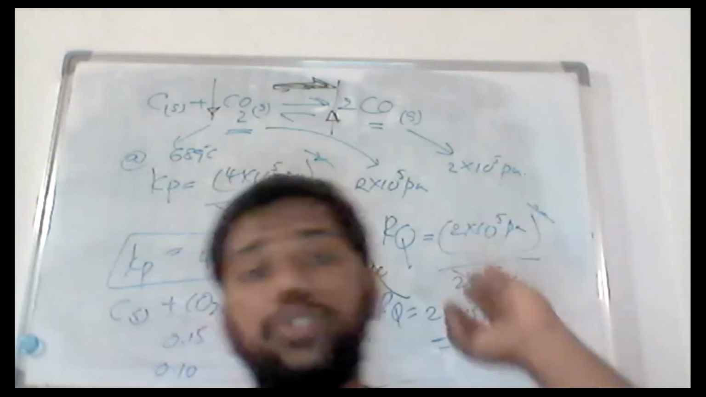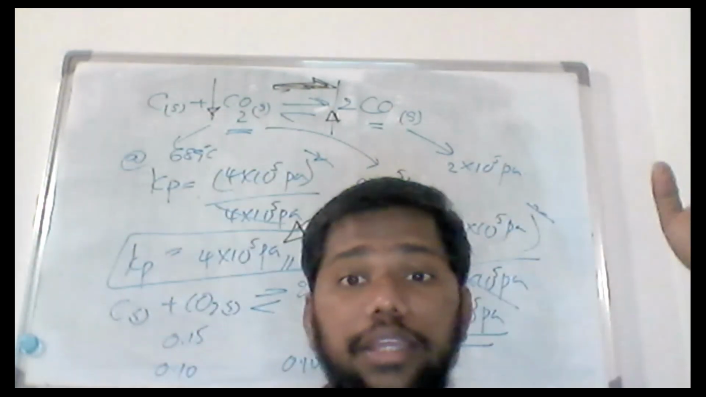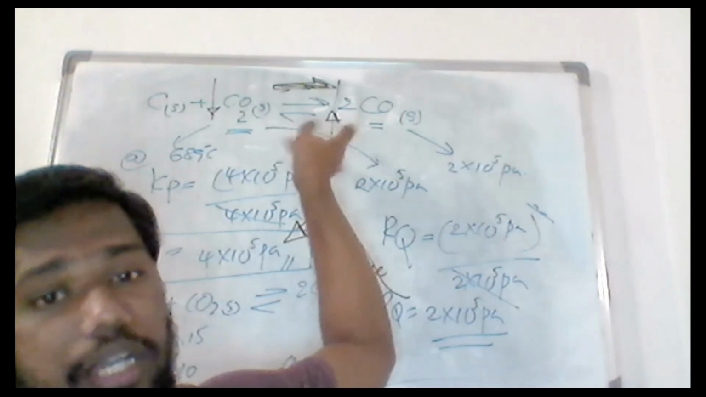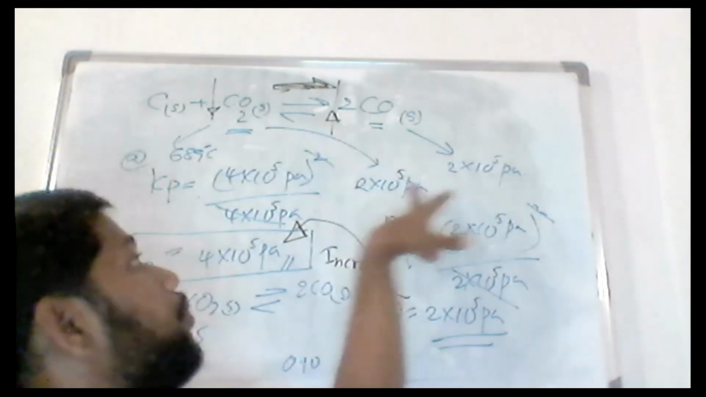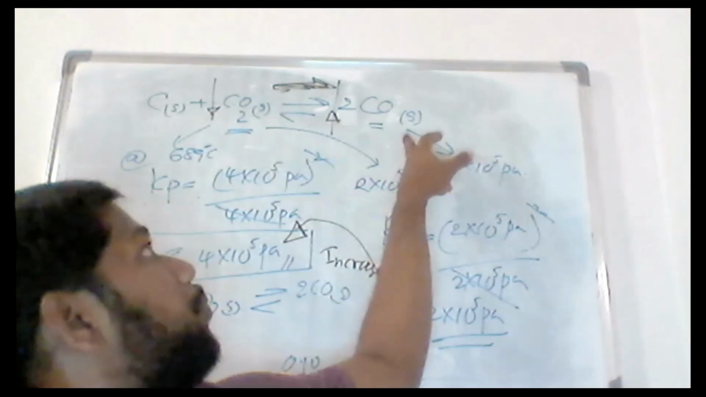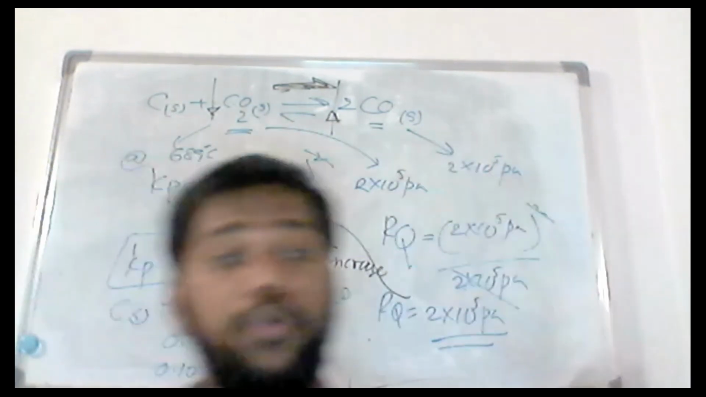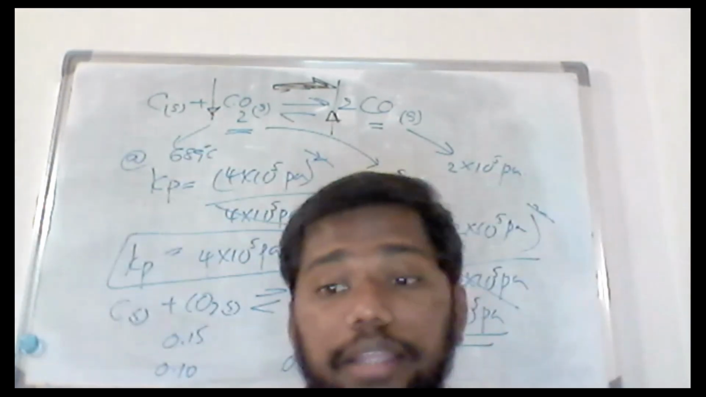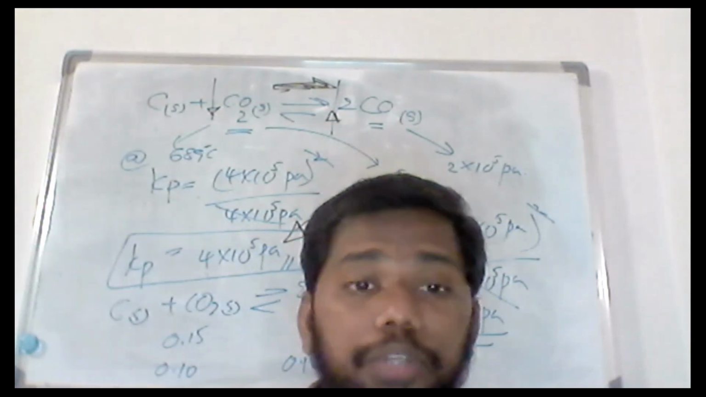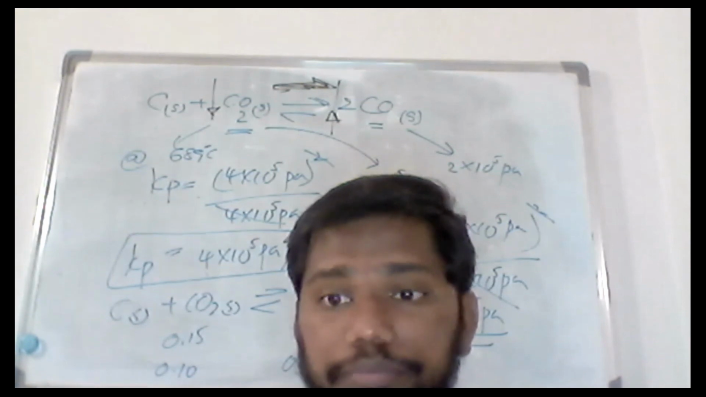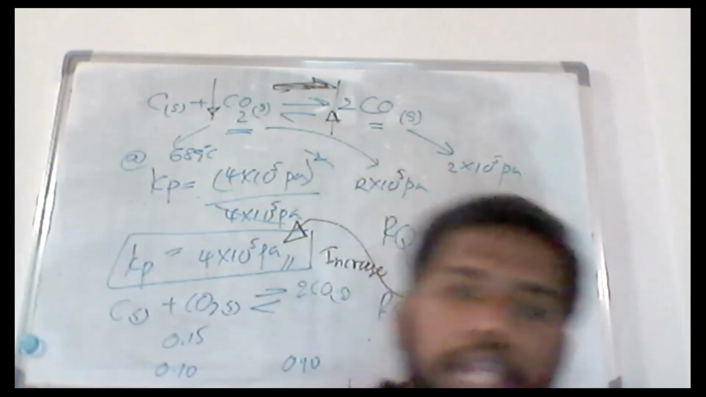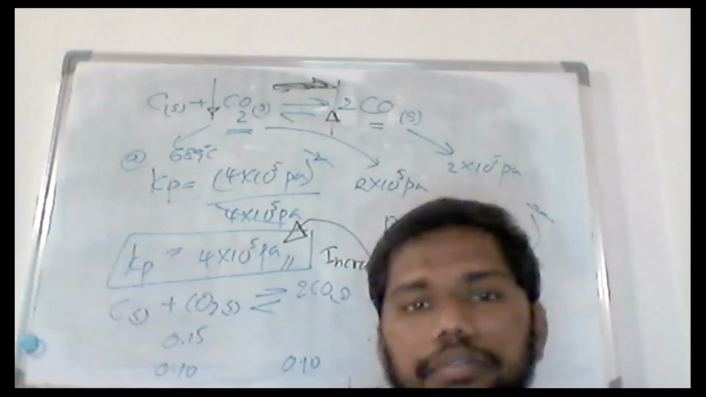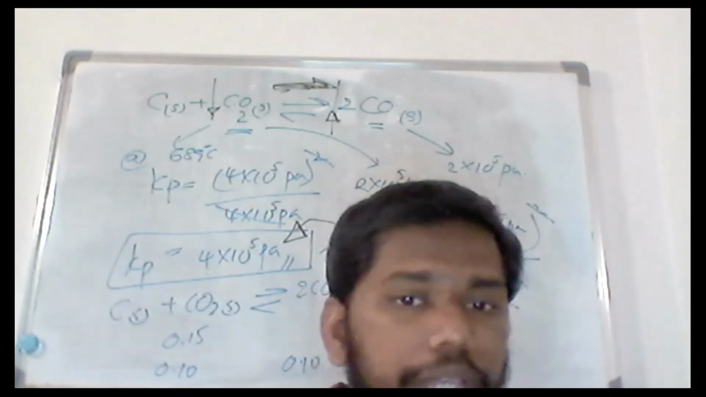Otherwise, you can do some other calculations as well, like taking the initial pressure as this, and you think that the final pressure is this 2 into 10 to the power 5 minus x, and here you put 2 into 10 to the power 5 plus 2x, and you solve the quadratic expression using this Kp value, and you show that CO2 is decreasing and CO is increasing. You can do that also. Okay, you can do in this way. This is the simplest way. You calculate RQ and you explain using the terms. That is very simple in order to get quick answers.